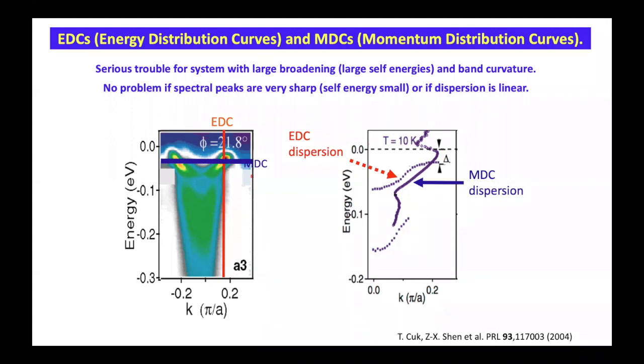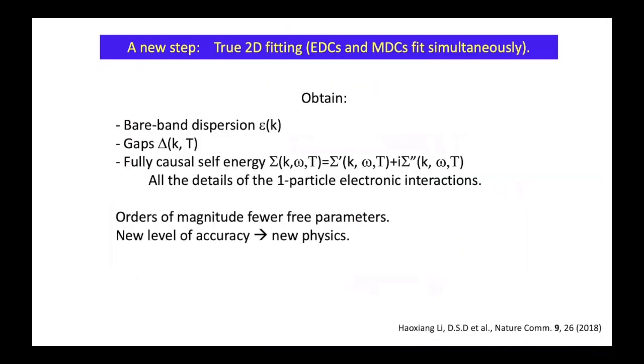So this is where the state of the art was until this past year, where we realized we need to go beyond 1D analysis and do a full two-dimensional analysis, dealing with both MDCs and EDCs simultaneously. And from this, we obtained the bare band dispersion, gaps, and a fully causal self-energy. We get sigma prime and sigma double prime simultaneously. So we're getting these details of one particle electronic interactions with fits that have orders of magnitude fewer free parameters.